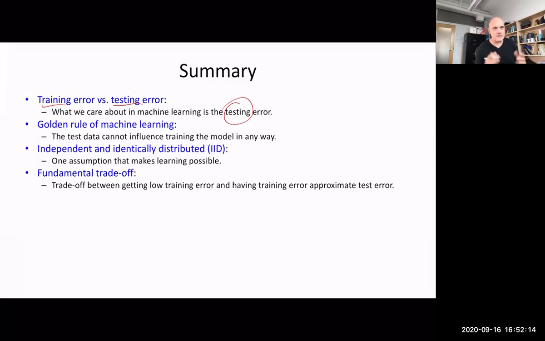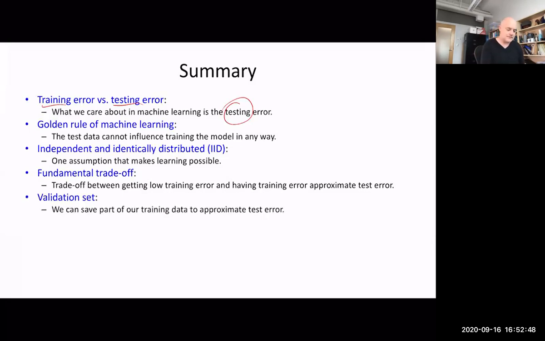There is a fundamental trade-off, which is the main concept among all of these main concepts that you want to get. You can always drive the training error down to zero with almost any model family we're going to talk about. But driving the training error down to zero does not necessarily, and in most cases does not, lead to good generalization. So there's a trade-off between getting low training error and having the training error approximate the actual true test error, right?